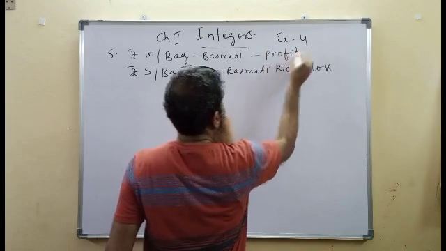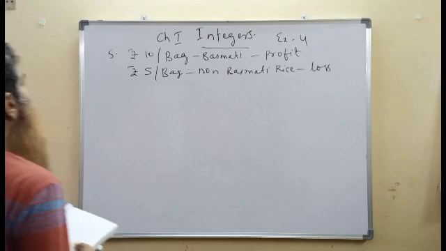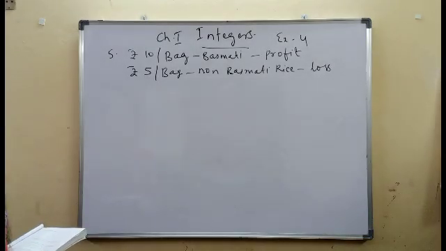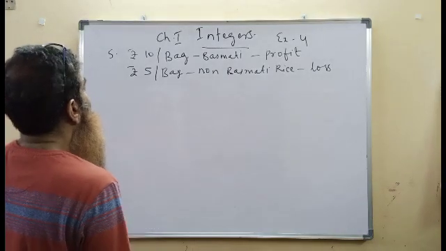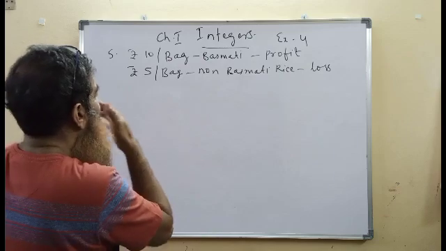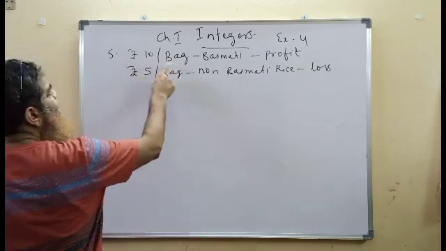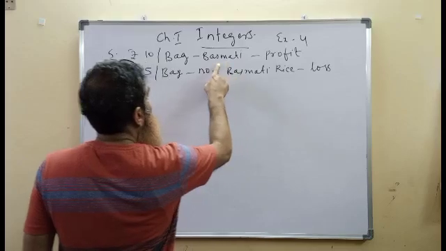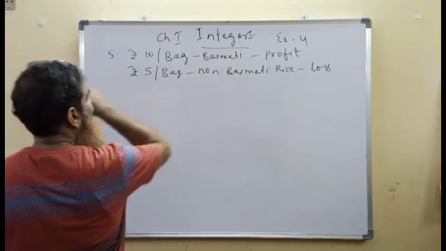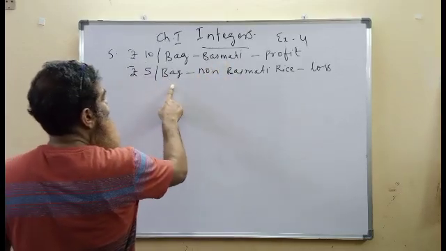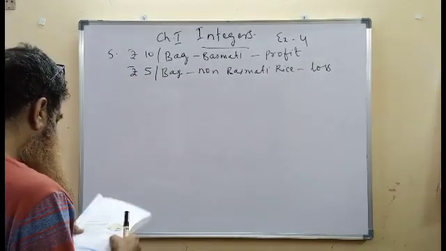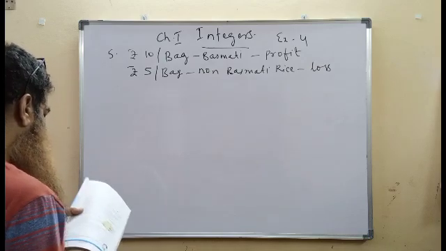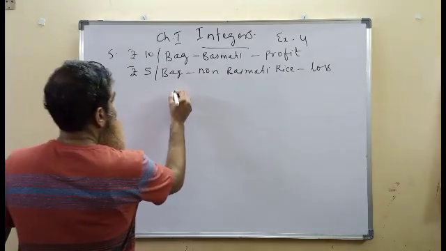From the question, this is the data we need to note. These are the things we need to note, and this is our requirement here. Rupees 10 per bag profit for every basmati rice bag, and rupees 5 per bag loss for every non-basmati rice bag. So now the first question is, he sells 3,000 bags of rice.